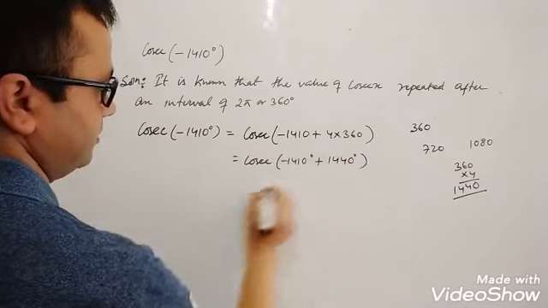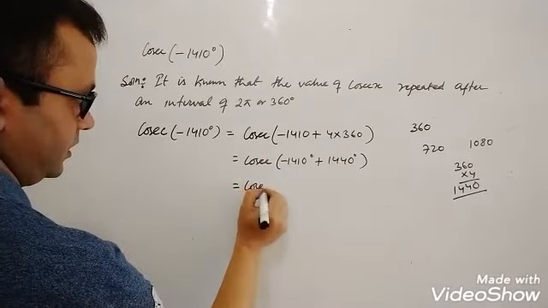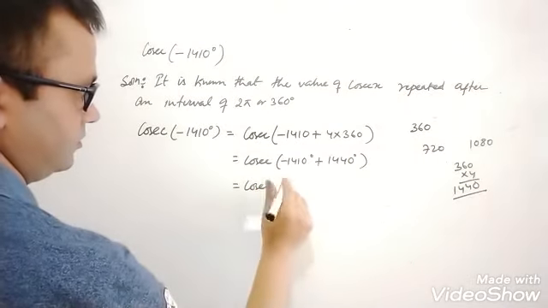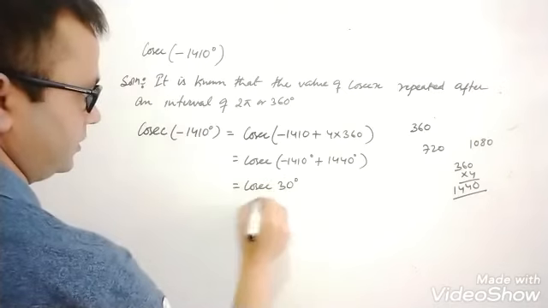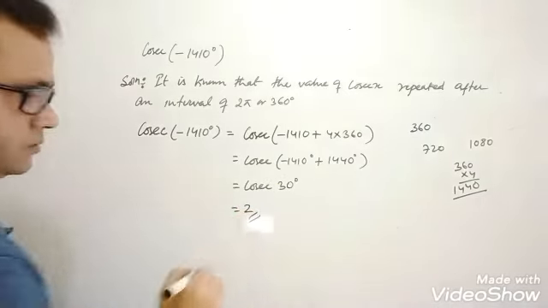Now we get our specific angle. Cosec equals 30 degree. So cosec 30 degree is 2. Now this much for today. Thank you.